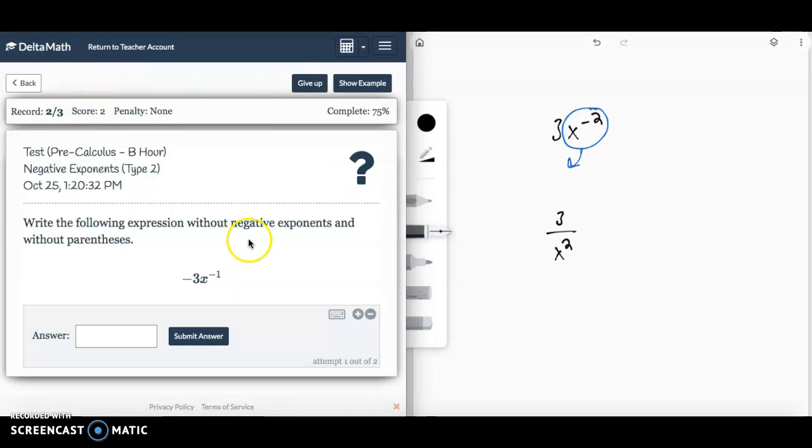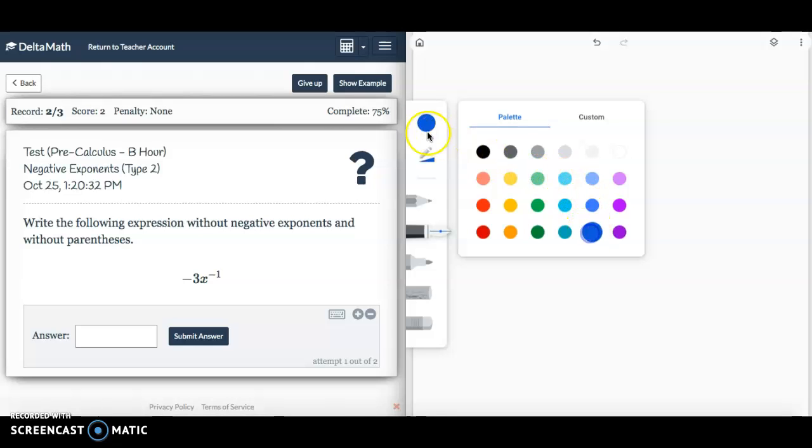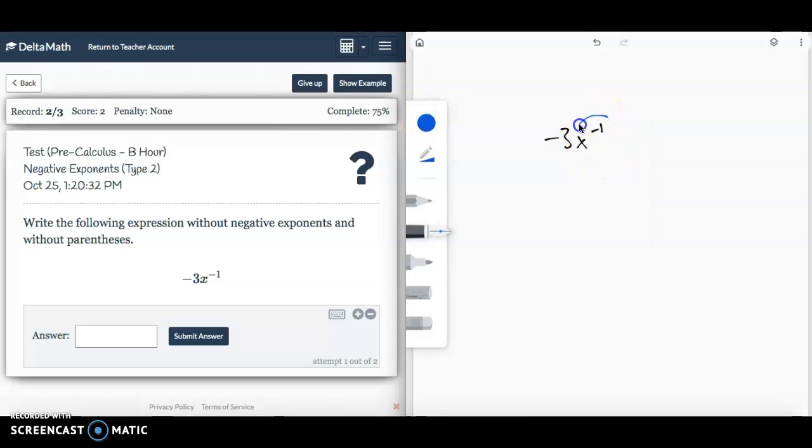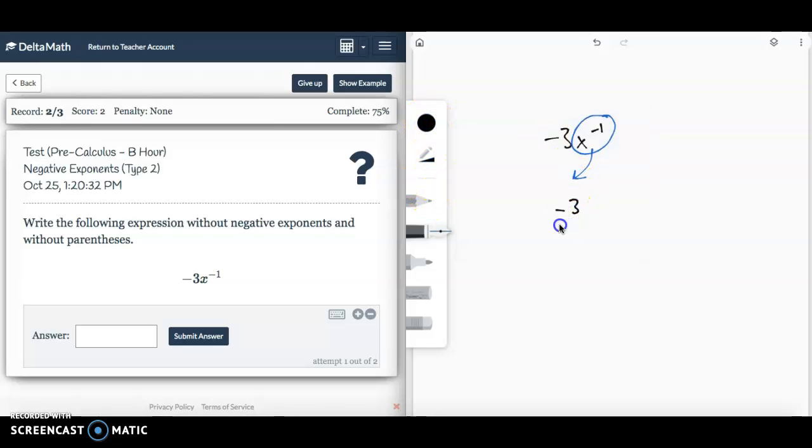All right, let's do one more. So for this one, I have negative 3x to the negative 1. I notice that when I have my exponential expression with a negative exponent, that guy has to move to the bottom. And I then have negative 3, still staying on top, over x to the positive 1.